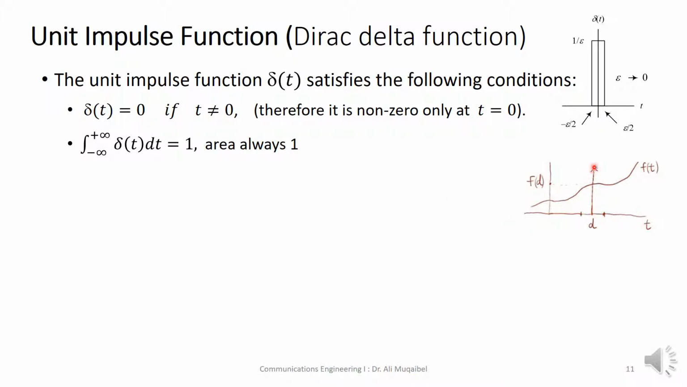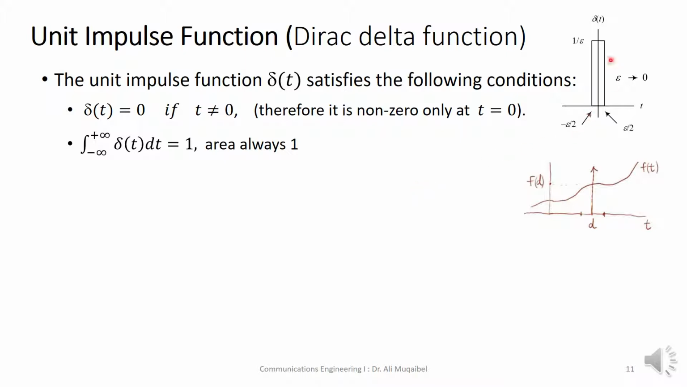Like this is the delta function. It's always 0 here for t not equal to the specific time instant. We're also told that the area under the delta equals 1. Area always equal to 1. So what you see in this figure is an approximation of the delta function.